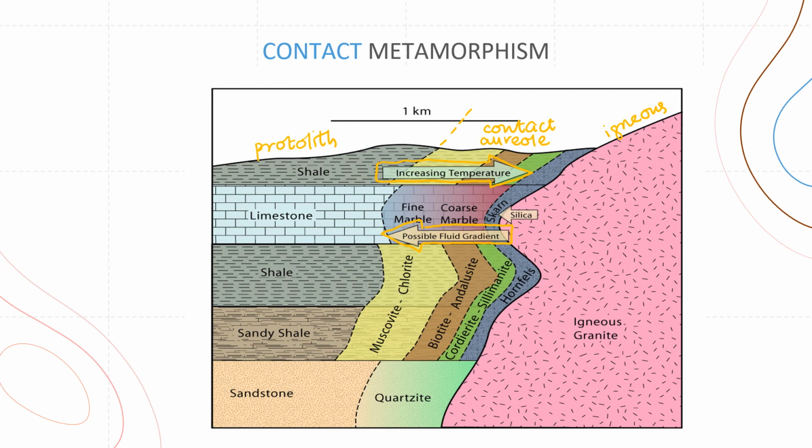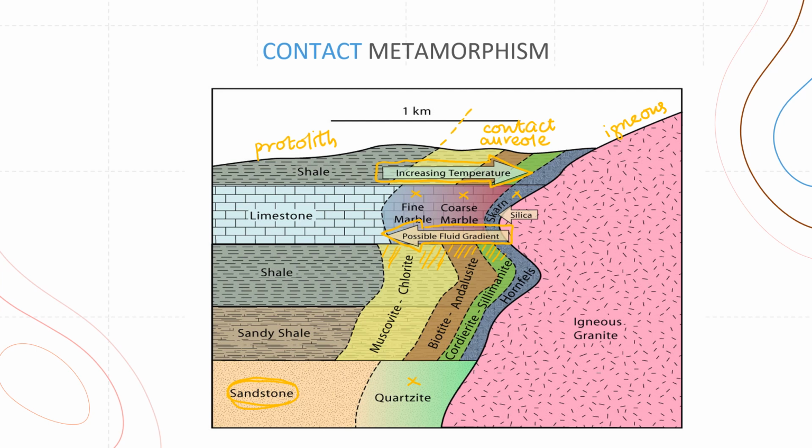So for limestone, closest to the igneous body, we have skarn, and then we will have coarse marble, and then we have fine marble closest to the protolith, the original rock, which is limestone. And as for sandstone, for example, we will have quartzite. For the shales, you will see different mineral zones, where in this zone we have cordierite sillimanite, here we have biotite andalusite, and here we have muscovite chlorite.